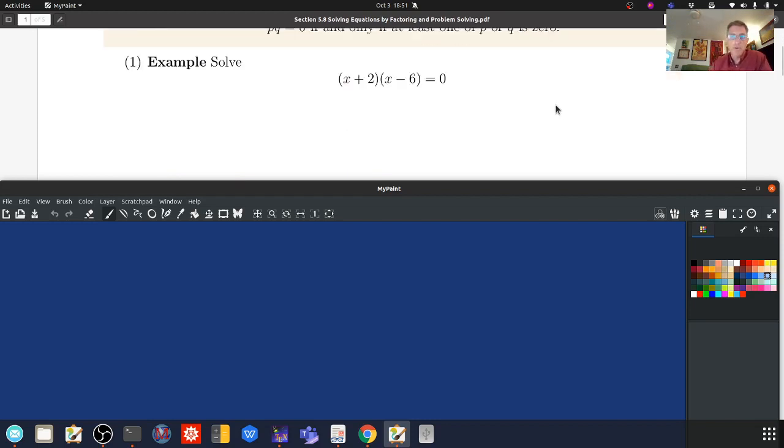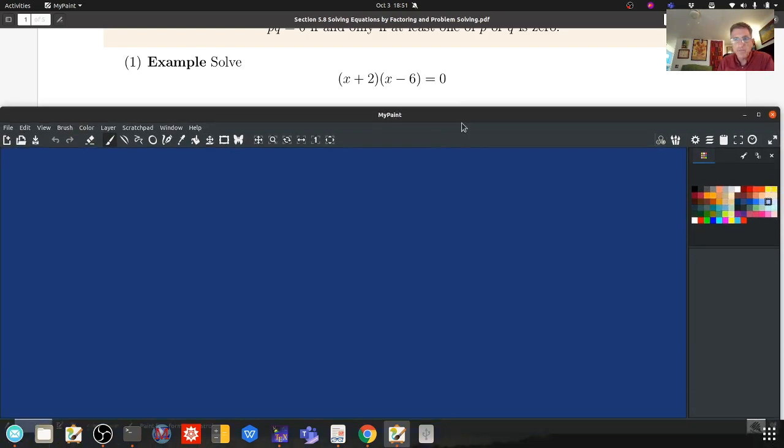So here's how it's going to go. Here's our first easy use of the zero product theorem. So we have x plus 2 times x minus 6 is equal to 0. So we're going to solve for x. Why does this make sense? Because I have an equal sign.